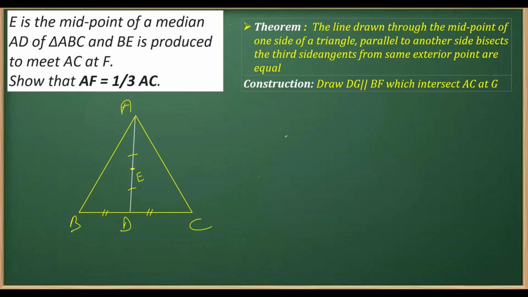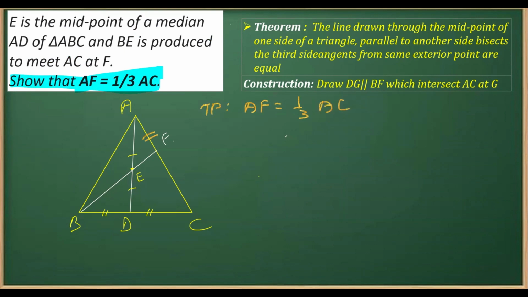BE is produced to meet AC at F. So I have to produce BE. What I'm going to do is join B with E, and it is produced to a point intersecting AC at point F. So the construction is done. Now what we have to prove is to show that AF is 1/3 of AC. This is AF, so the to-prove part is AF equals 1/3 of AC.